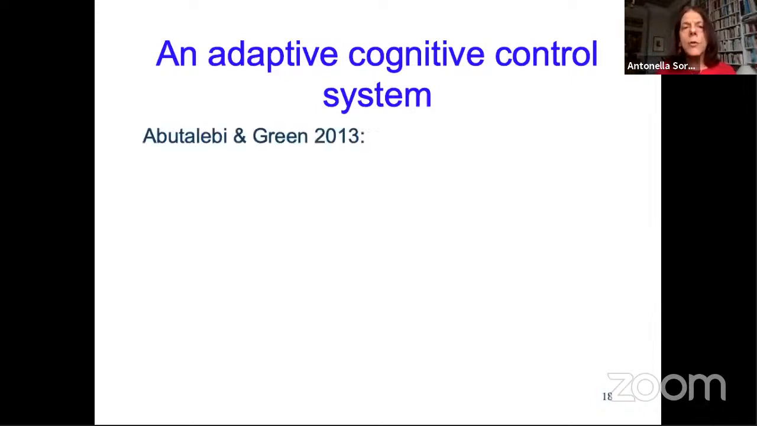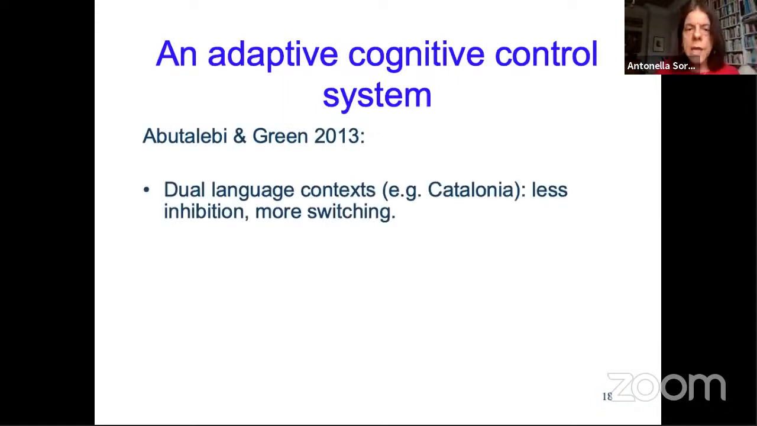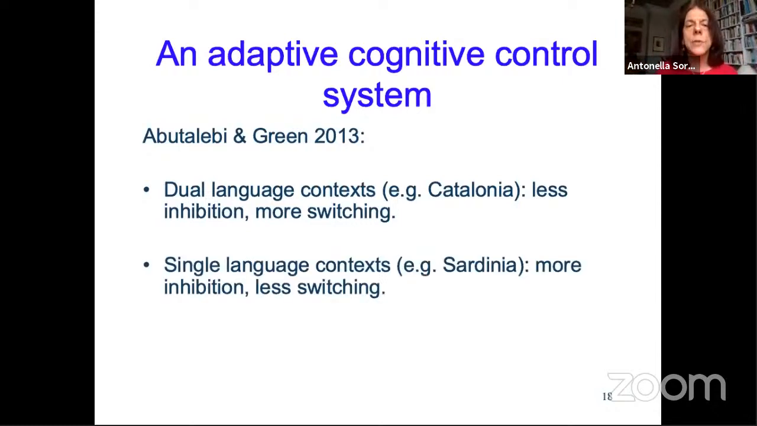And we know that a very famous and well-founded model by Abutalebi and Green actually suggests that in dual language contexts, there is less inhibition and more switching, because both languages are used in all contexts. So there isn't much of a need to inhibit one of the languages, because people have to be ready to switch from one language to the other.